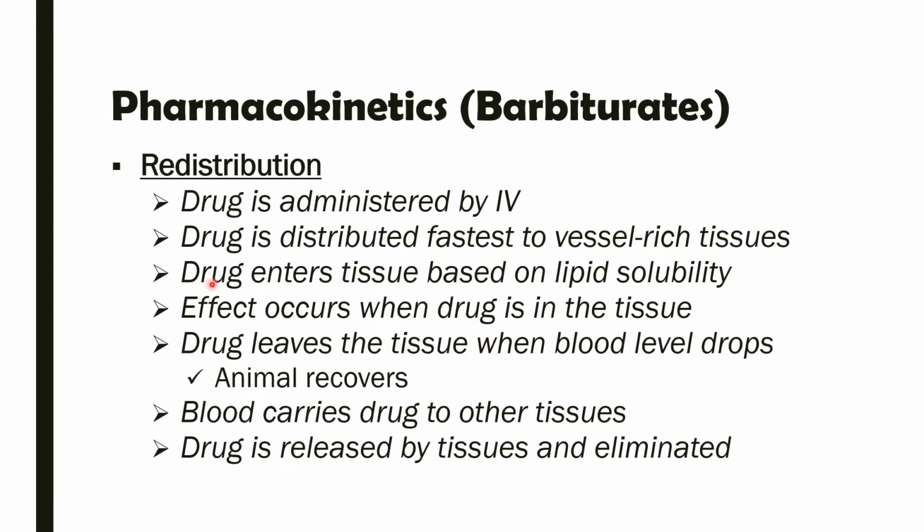The effect occurs when the drug is in the tissue. Basically, its main effect is CNS depression. The drug leaves the tissue and the blood level drops. This is the time that the animal will recover from being anesthetized or being unconscious. Then the blood will also be carried to the other tissues. This is the time that the drug will be redistributed to the other tissues aside from the brain. After some time, the drug will be released by tissues and eliminated in the body.